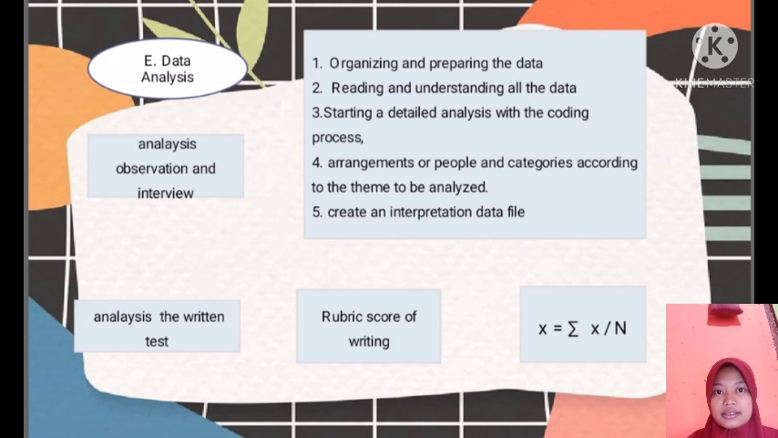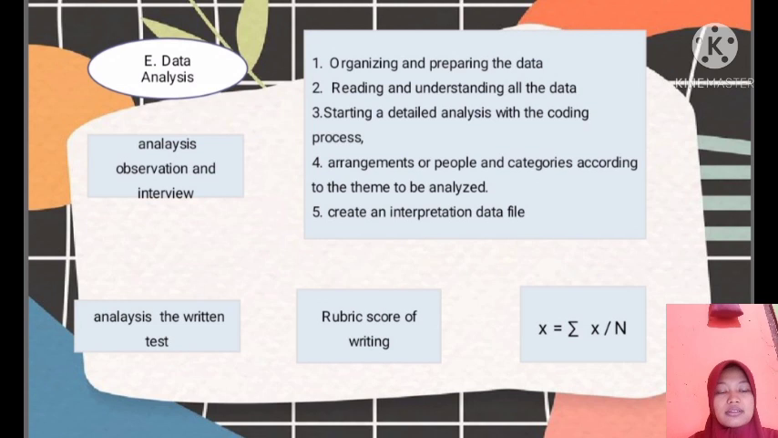And the last is data analysis. In data analysis, to analyze the observation and the interview, the first, the researcher will organize and prepare the data, and the second, read and understand all the data, and the third, start a detailed analysis with the coding process, and the fourth, arrange the themes and categories according to the method to be analyzed. And last is the interpretation of the data after the arrangement of the themes and the data is organized.